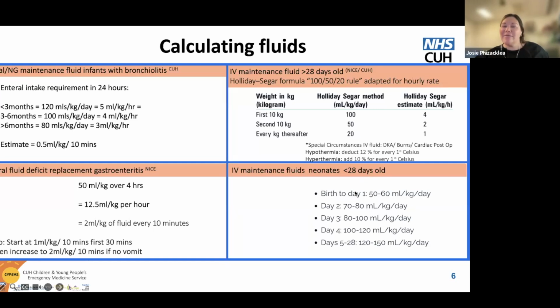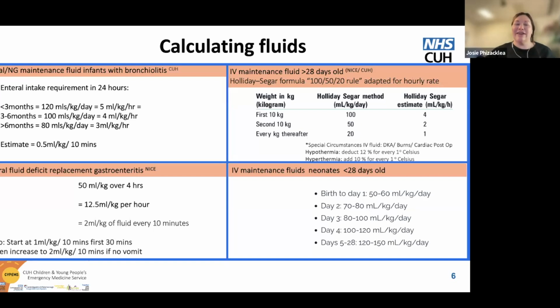This is just a summary of the various different calculation options you have. For the majority of your patients, you're going to have oral fluid challenge on the left, and it's different depending on bronchiolitis versus gastroenteritis. The reason you're going to aim higher with your fluid challenges for gastroenteritis is because of the fluid deficit that you're trying to replace. Whereas with bronchiolitis, you're more just trying to make sure that they can keep hydrated. They usually haven't got the fluid losses.